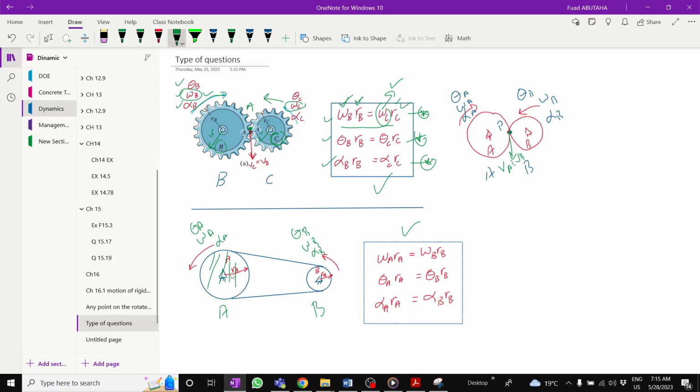Another type of question is where we have one disk here that rotates about this fixed point, and we have another disk here rotating about this point. We have a radius here.